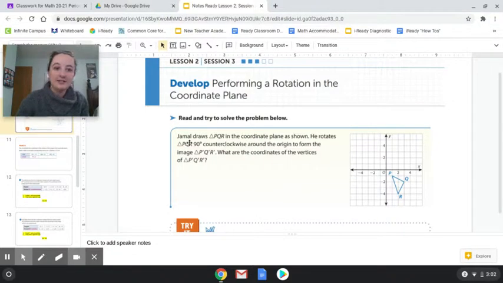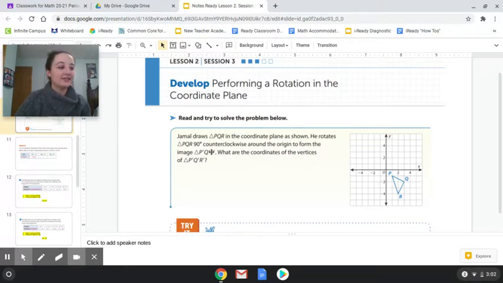Alright, so we see that they draw this triangle PQR in the coordinate plane like so, and he's rotating it 90 degrees counterclockwise, so that is one part up. So it's going to be in this one right here for this new triangle of P prime, Q prime, and R prime. We know it's going to be one quadrant this way because it's going counterclockwise and it's 90 degrees, so it'll be in this one here.